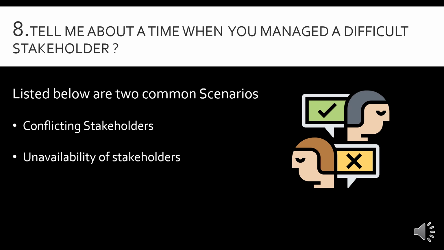Second one is unavailability of stakeholders. This is a very common problem. You invite the key stakeholders for meeting and they don't turn up. They don't return your phone calls or your emails. There are two approaches for working through this situation.